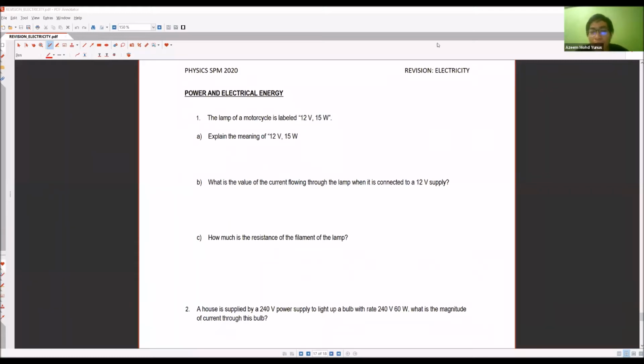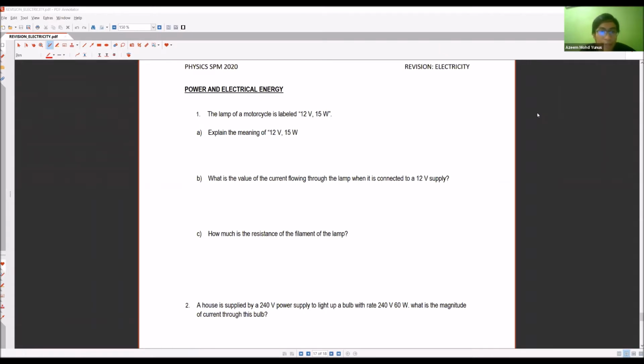With our final part of our lesson on the topic electricity, we've come a very long way. Now we come to the end of this topic. The final topic is related to power and electrical energy, and finally we are going to calculate the electricity bills for domestic use. So let's see the first question.